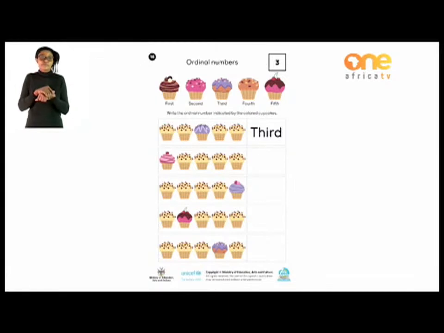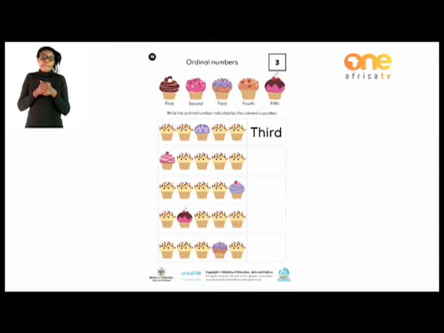Let's go over to the next row. We have four cream cupcakes and one blue one at the end. So where is the blue cupcake situated? First, second, third, fourth, or fifth? Fill in the correct word in the block. And so you will do the next two rows as well. Where is the pink and brown cupcake situated? And where is the blue and orange cupcake situated? Remember to fill in the words where the empty block is situated. Fill in the word in that empty box.